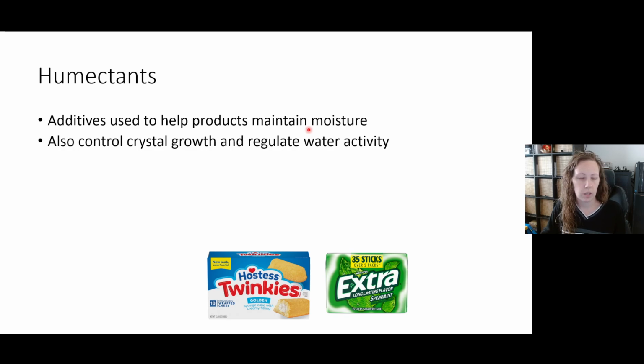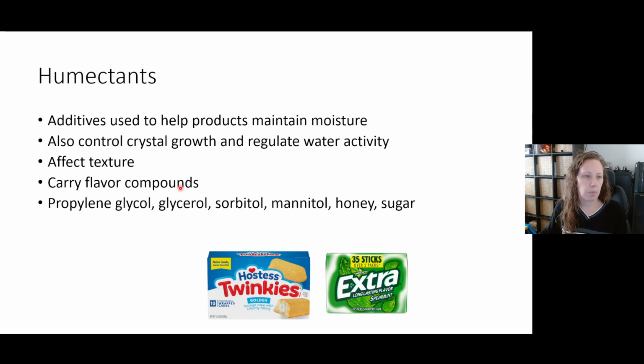The other advantages of humectants are that they can control crystal growth and, in general, regulate the water activity in that product. They do affect the texture of the product, and kind of like what we talked about previously with the emulsifiers, these can carry flavor compounds also.